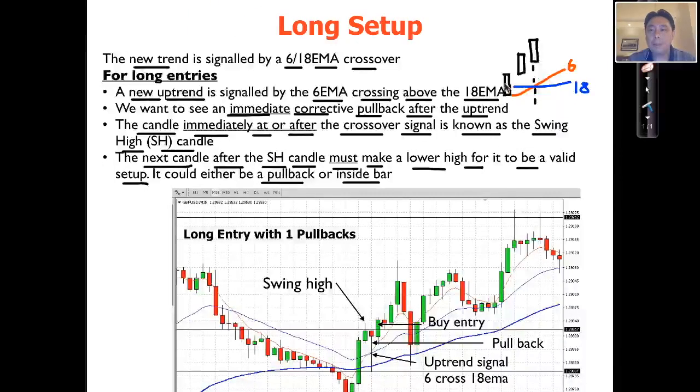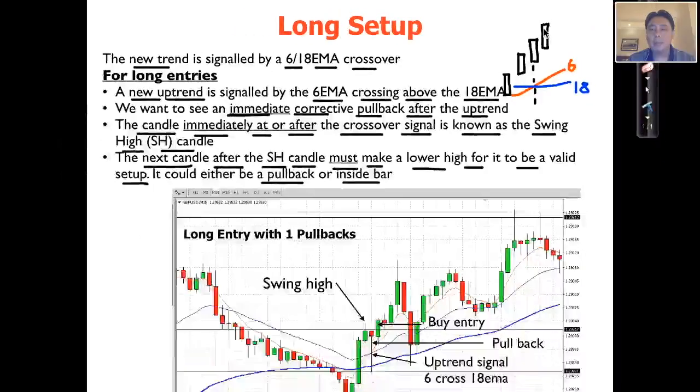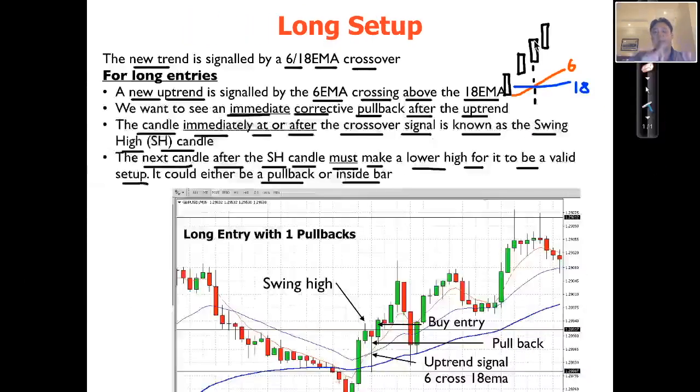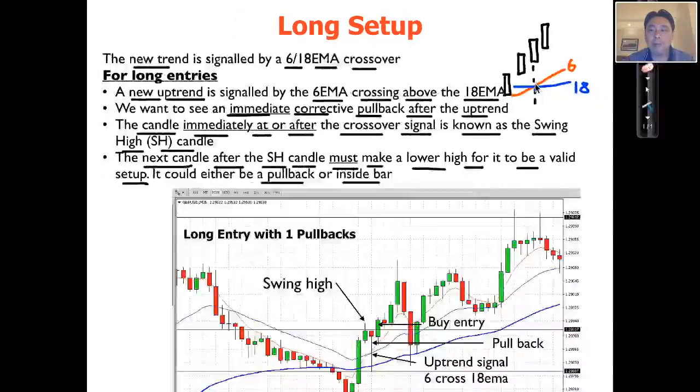Okay. Now, what happens if after this candle, we have another candle that goes up? Okay, so this candle now becomes the swing high candle. Why? Because it's making a higher high than the previous candle. So it's a new swing high. Okay, so is this swing high allowed? Yes. Why? Because it comes right after the cross. Remember, right at the cross or right after the cross, but no later than that.